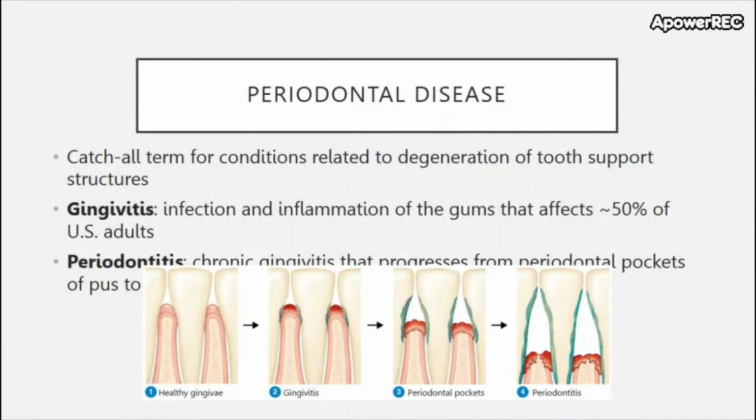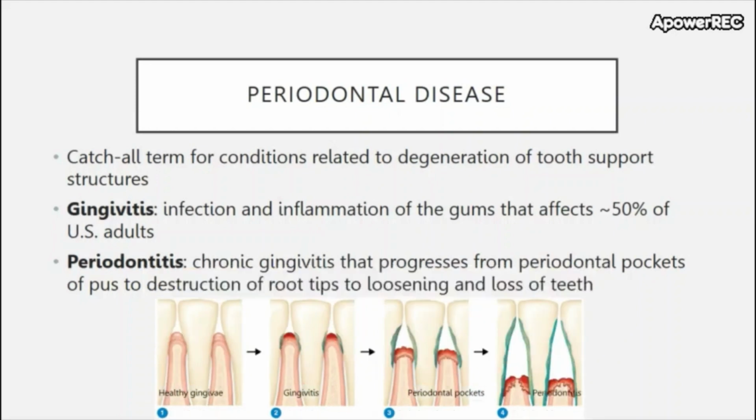Periodontal disease is a catch-all term for conditions related to degeneration of tooth support structures. Gingivitis is the infection and inflammation of the gums, and it affects about 50% of U.S. adults. Chronic gingivitis leads to periodontitis, which involves periodontal pockets of pus, destruction of root tips, and loosening and loss of teeth.